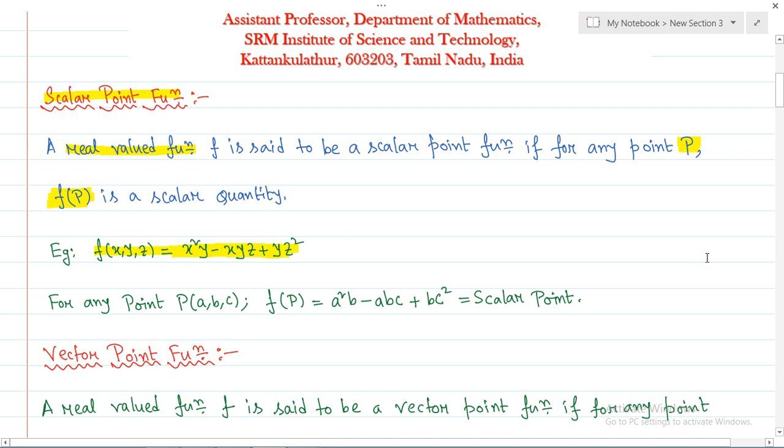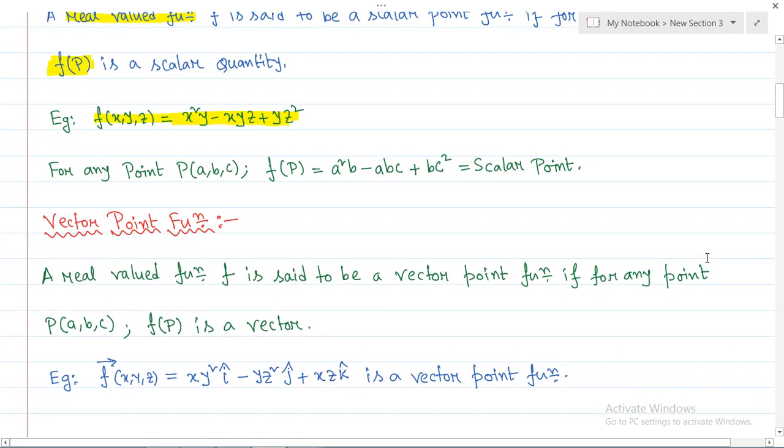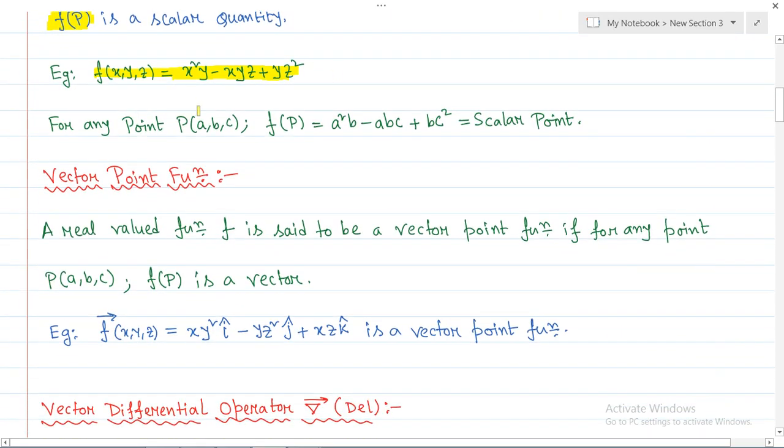Now if we define the function like this and substitute any point p, suppose p has the coordinates a, b, c. These a, b, c are fixed values, so you can choose any value, a equal to 0, b equal to 1, c equal to 1 or any random values. While you substitute the values of a, b, c in the function f, it will create a scalar quantity a square b minus abc plus b c square, which is a scalar.